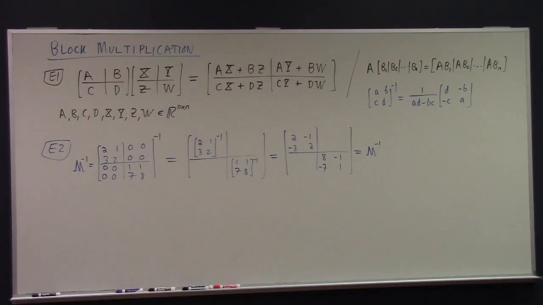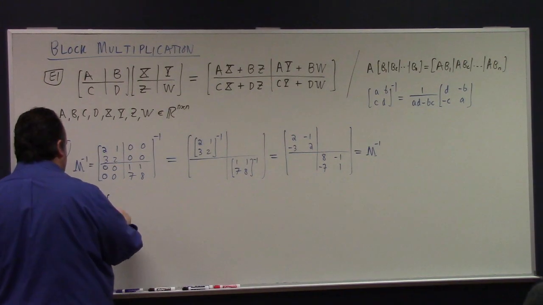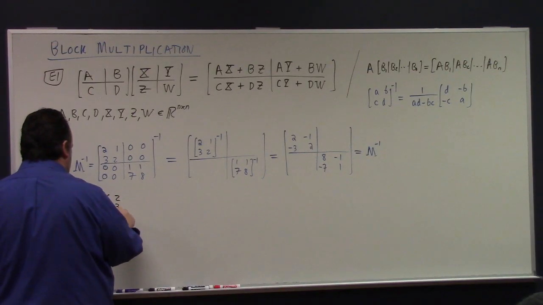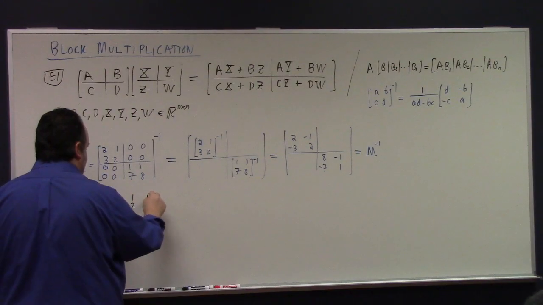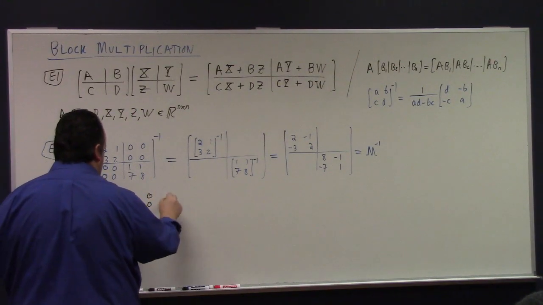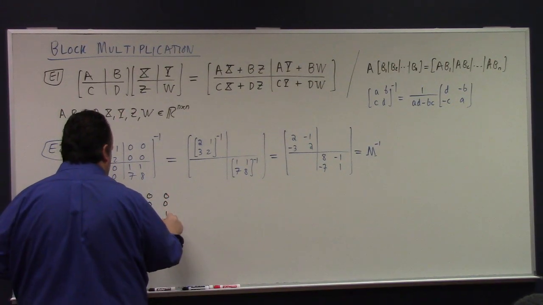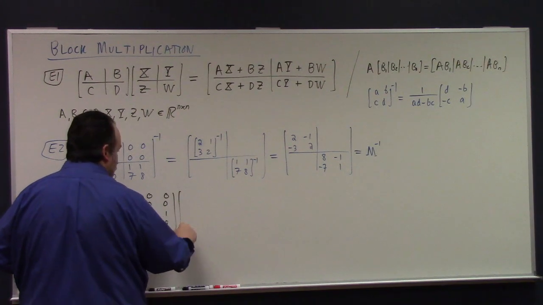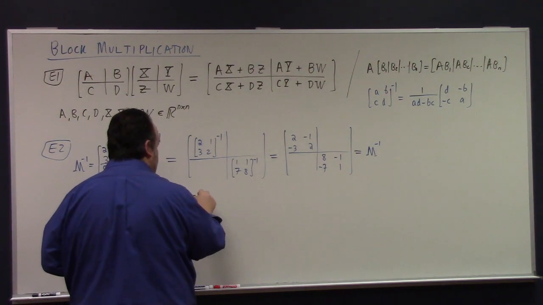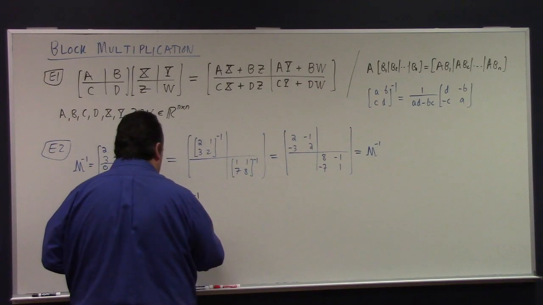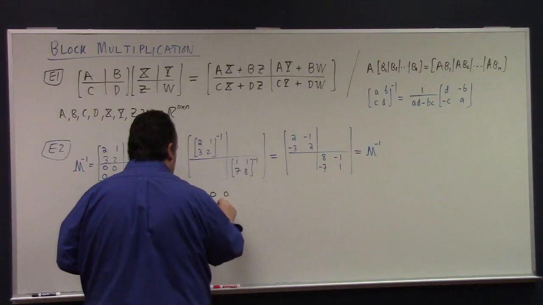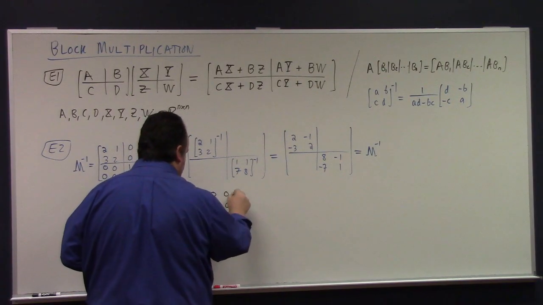Right. And you can try it out, right? If I take the matrix 2, 3, 0, 0, 1, 2, 0, 0, 0, 0, 1, 7, 0, 0, 1, 8, and we multiply that matrix by my alleged inverse there, 2, minus 1, minus 3, 2, zeros below, zeros in the upper block here, and then 8, minus 1, minus 7, 1. What happens?